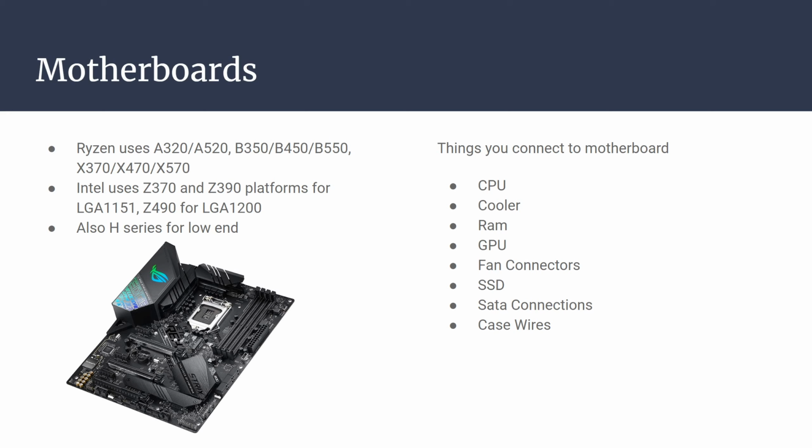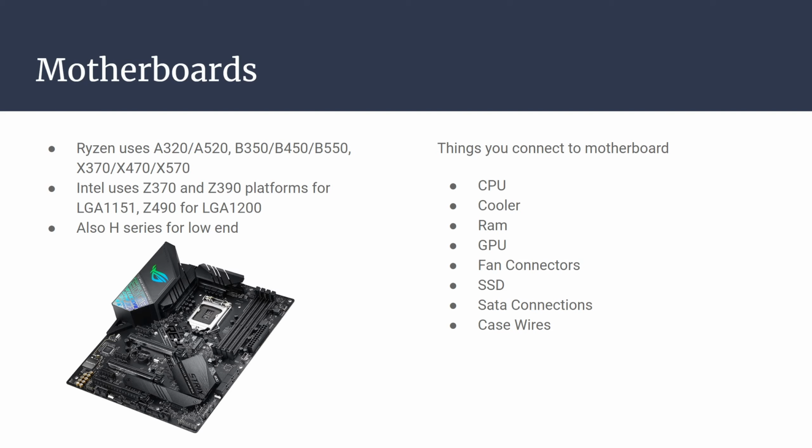And now let's go to the Intel side, right? Intel recently, just a couple weeks ago, I believe, came out with LGA 1200. LGA 1200 is their new platform for their new 10th gen CPUs, and they use the Z490 board. And before that, if you go back over a month, the CPUs were on the LGA 1151 socket, and they use Z370 and Z390 for the higher end boards, and the lower end boards were the H series.